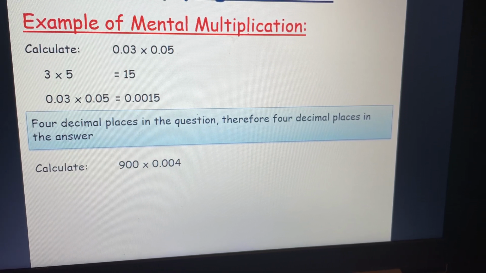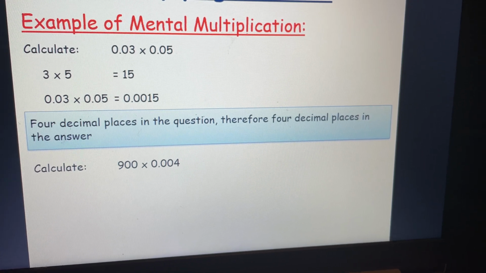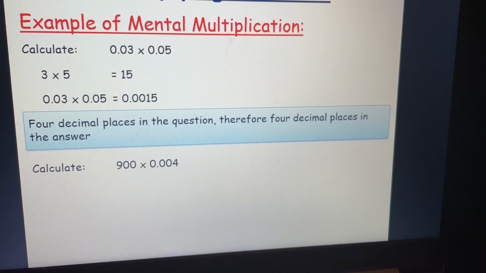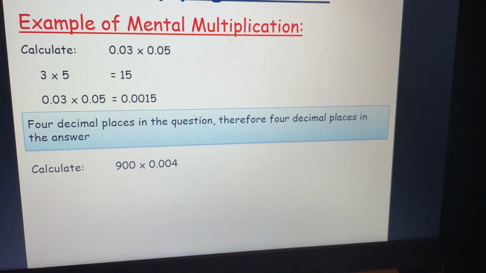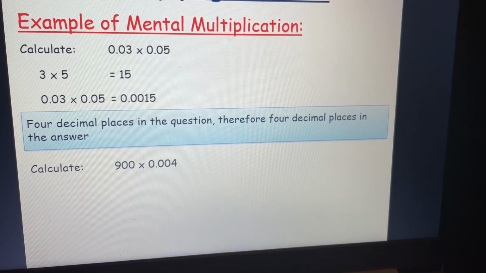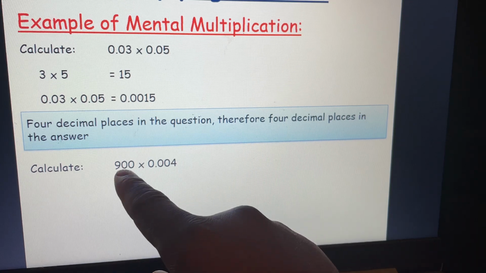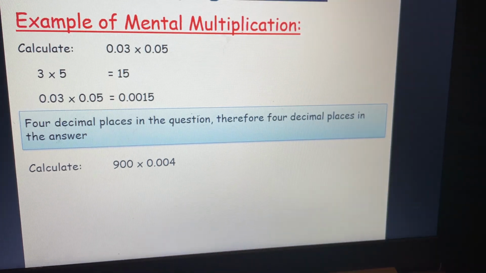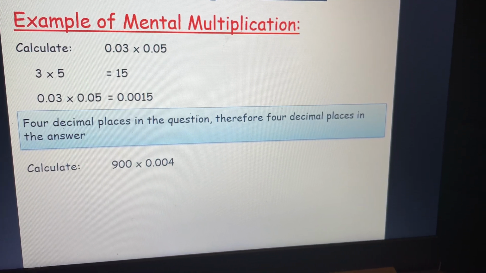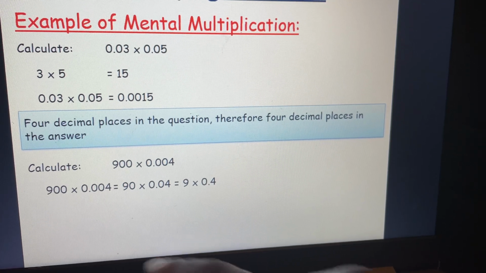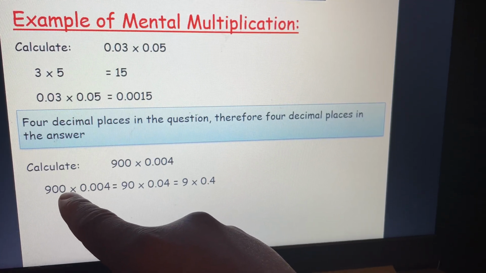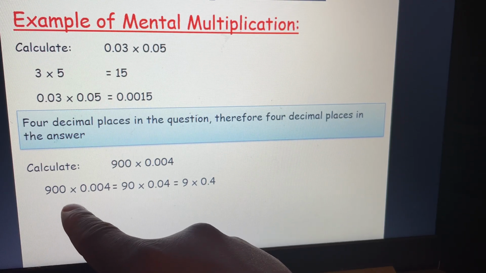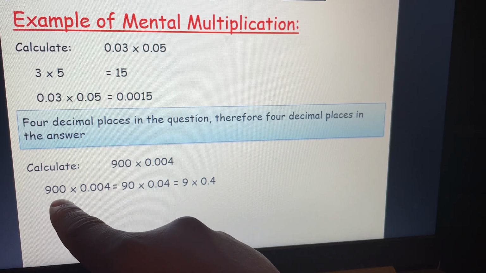Now, example 2, we have 900 times 0.004. This is more technical because you're multiplying a whole number and a decimal. If it was just decimals, you would just multiply the two numbers and then put in as many decimal places as you had initially. But for this, you're going to see what we're doing. As I said before, it is for people who struggle with maths. So look at the whole number and the decimal.